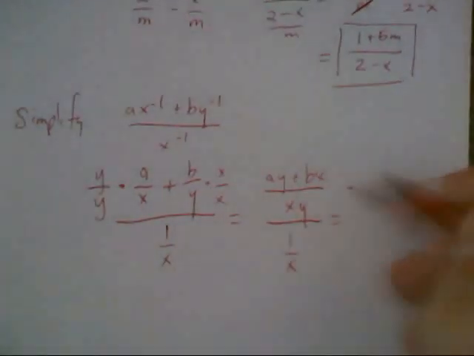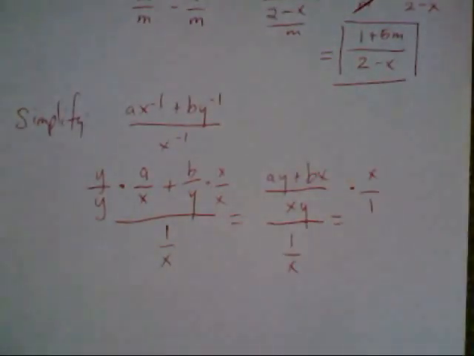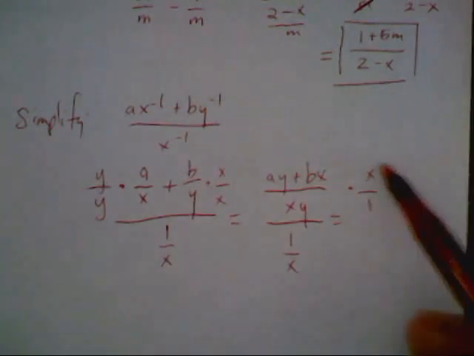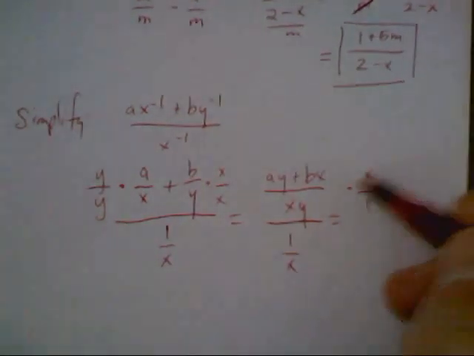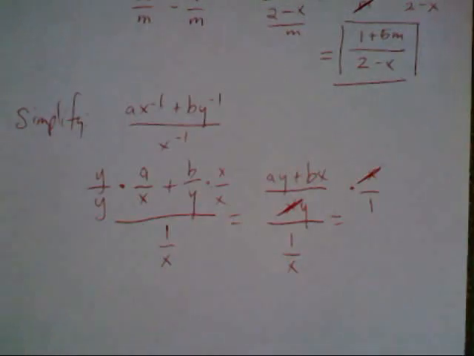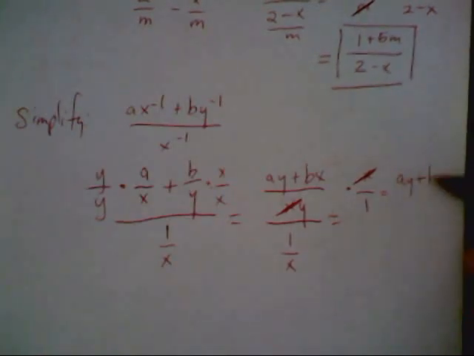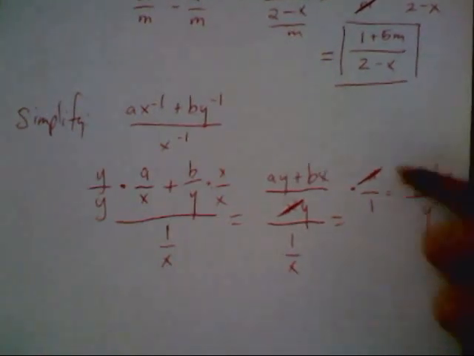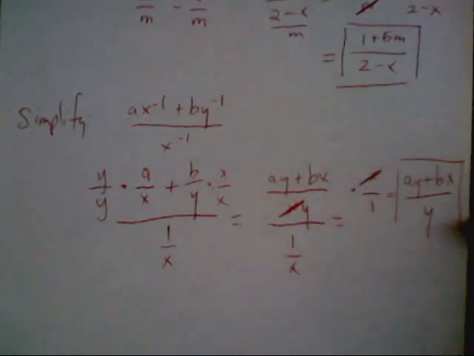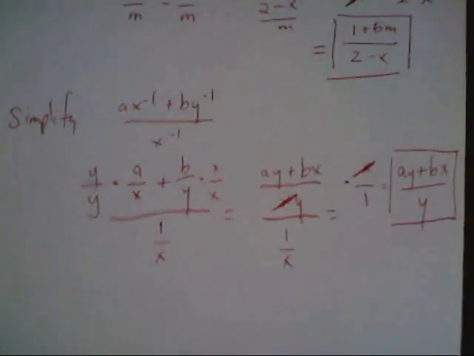And we call that KFC, right? When multiplying fractions, we check to... what can we cancel out this time? I think you're right. The X's. Leaving us with the final answer of... very good. AY plus BX all over Y.